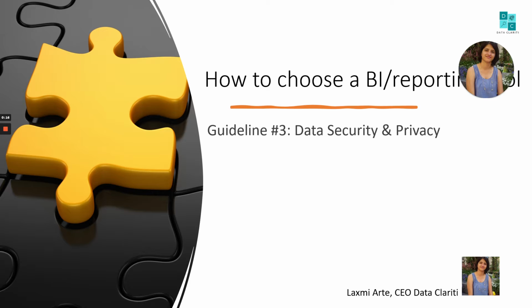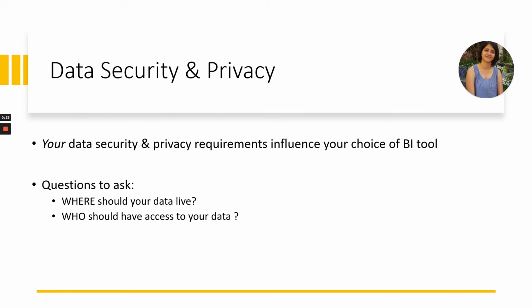Now let's get started with guideline number 3, which, as you probably guessed by now, is data security and privacy. So you've decided to put your data into a BI tool for analysis. What's happening is you're exposing your data. You're making it available to more people than have had access to it before you started using a BI tool. And that can be scary. What if the wrong people get access to your data? How do you prevent proprietary data from leaving your company network?